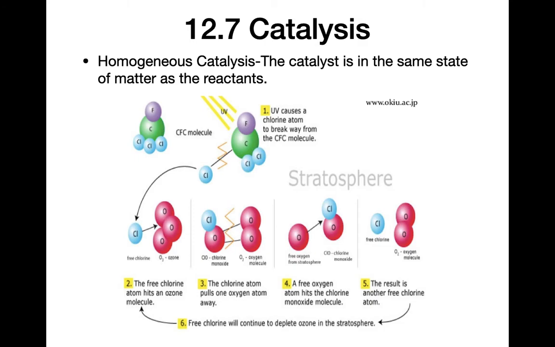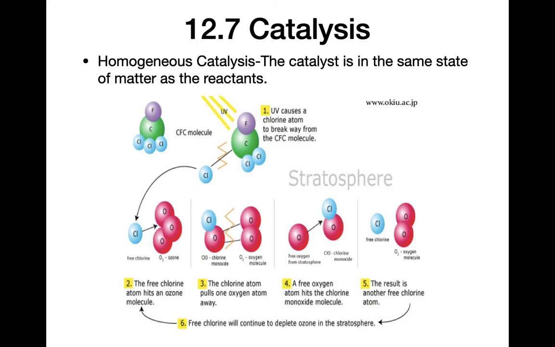If the catalyst has the same state of matter as the reactants, like if both are gases, then you say it's homogeneous catalysis. So this is actually illustrating what happened to the ozone layer when the CFCs, the chlorofluorocarbons that we used to use for Freon for our refrigerators and air conditioners, were breaking down the ozone layer. So the CFCs escape from old refrigerators and air conditioners, and they get into the atmosphere.